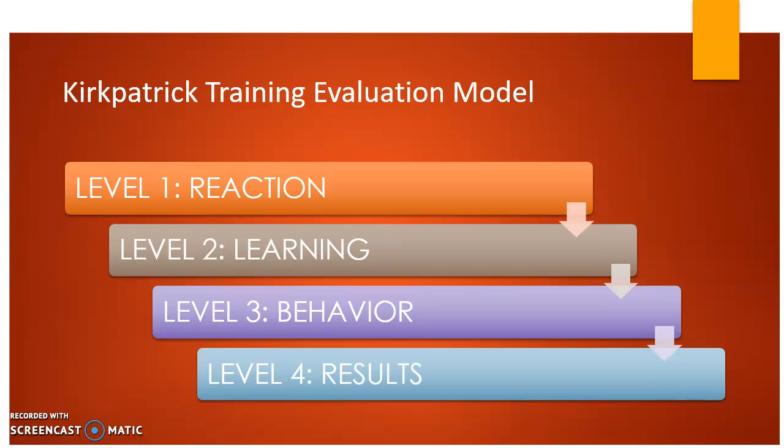Level 3, behavior. This is where we determine whether the learner's behavior has changed due to being a participant in the learning program. To evaluate this, the method is having everyone involved complete a questionnaire. And when we say everyone involved, we mean the trainee, supervisors, peers, everyone potentially involved has to complete this questionnaire in order for us to evaluate the change in behavior from the participant or the learner.